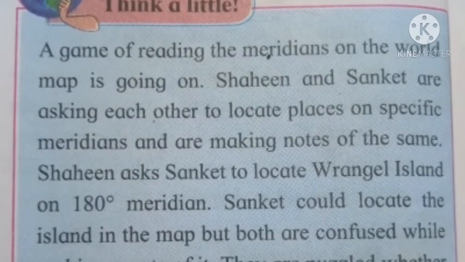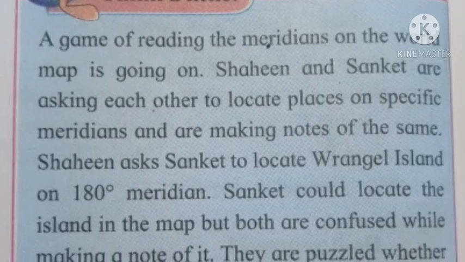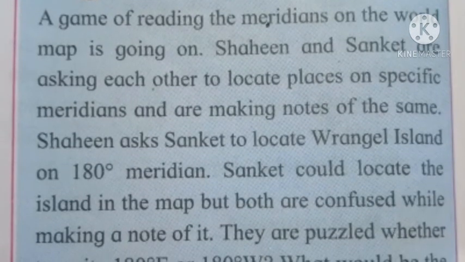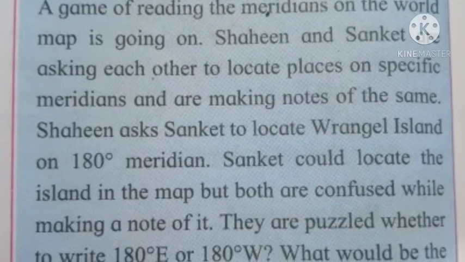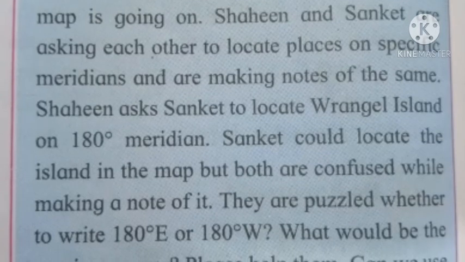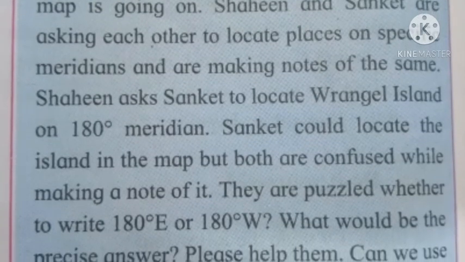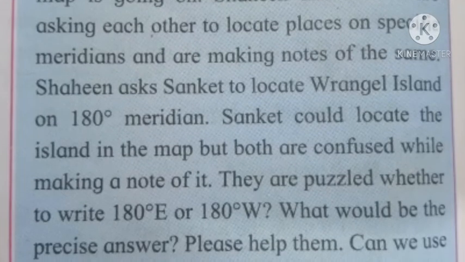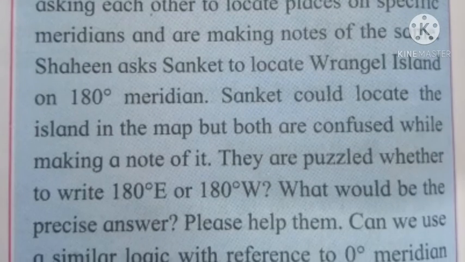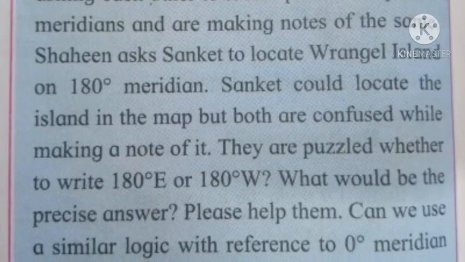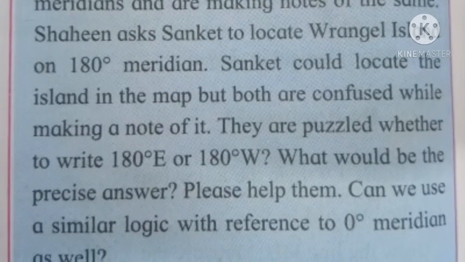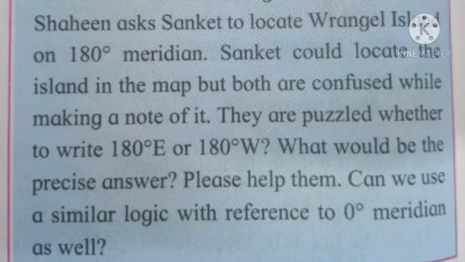A game of reading the meridians on the world map is going on. Shaheen and Sanket are asking each other to locate places on specific meridians and are making notes of the same. Shaheen asked Sanket to locate Wrangel Island on the 180 degree meridian. Sanket could locate the island on the map, but both are confused while making a note of it. They are puzzled whether to write 180 degree east or 180 degree west. What would be the precise answer? Please help them. Can we use a similar logic with reference to the 0 degree meridian as well?